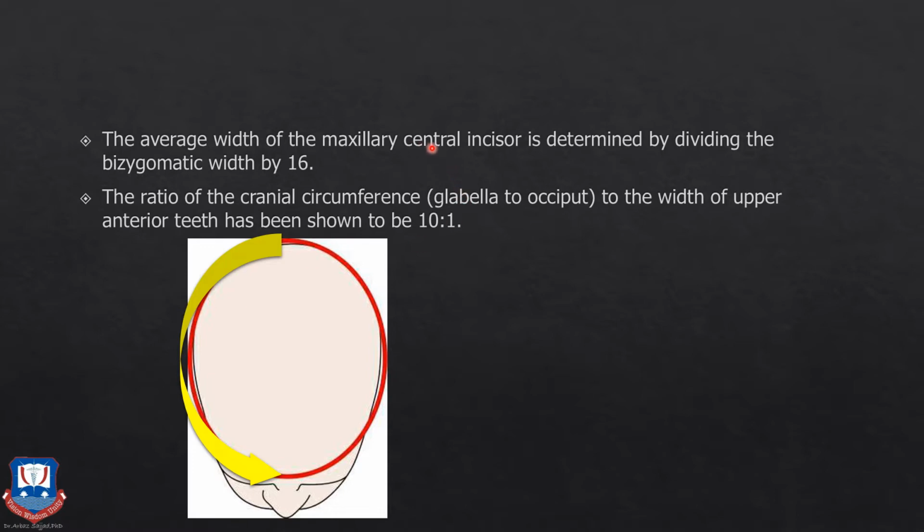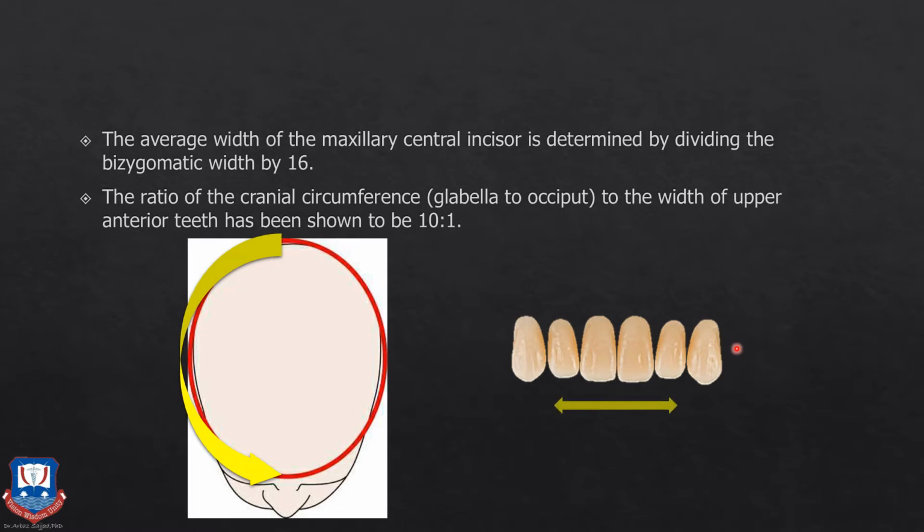Okay. So the next is the ratio of the cranium. The cranial width, that is from the glabella to the occiput, is in a ratio of 10 to 1 to the width of the upper anterior teeth. So if this is x, then the width of the upper anterior teeth, that's from maxillary canine to maxillary canine, will be x divided by 10. This is the width of the maxillary anterior teeth, and this will be determined by measuring the distance from the glabella to the occiput. So this is in the ratio of 10 to 1.